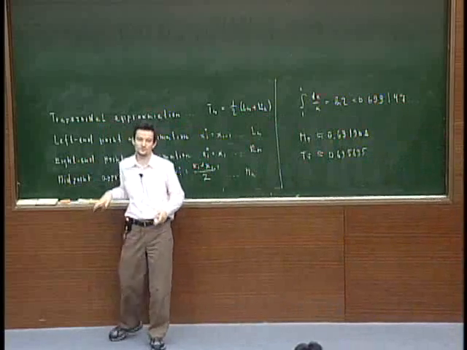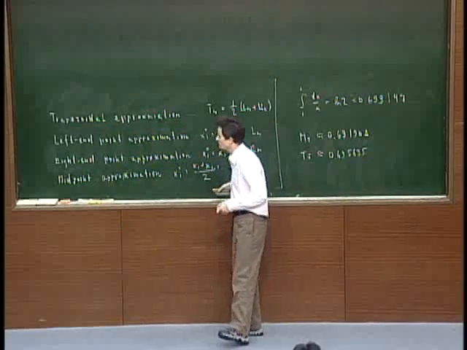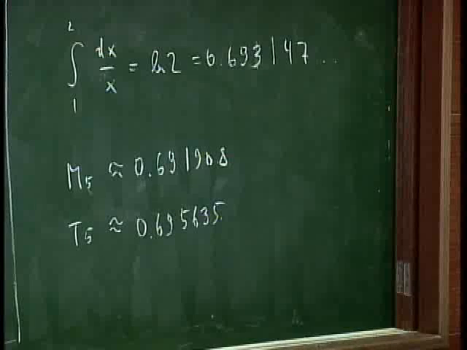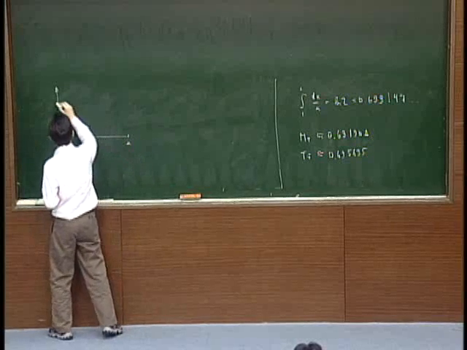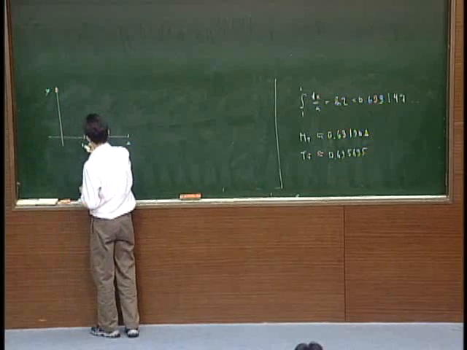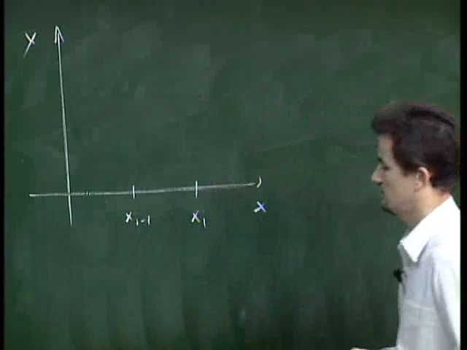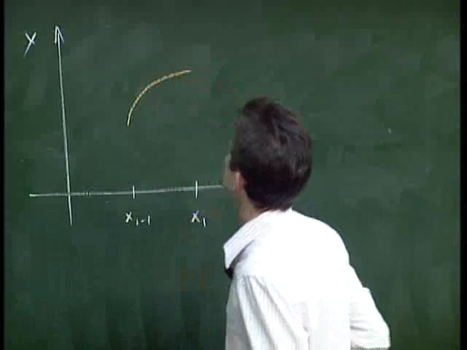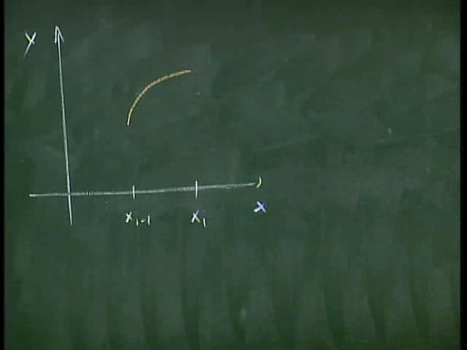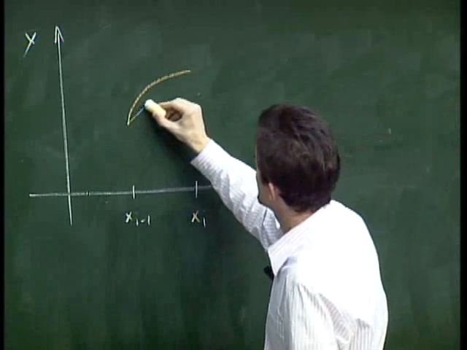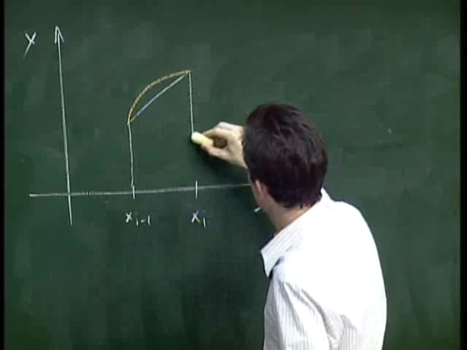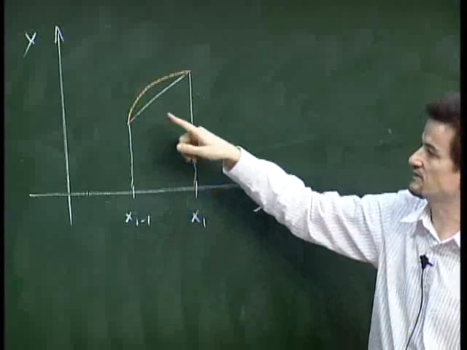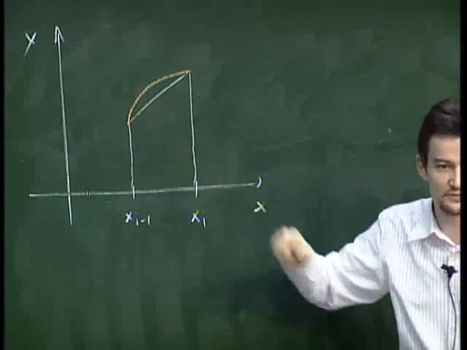But I first show you an intuitive reason why this must be the case, why the midpoint approximation is better than the trapezoidal approximation in general. Let's look at one subinterval. So we have here x_{i-1}, x_i. Now, let's say the function looks like this here. The trapezoidal rule approximates the area below the orange function and above the x-axis by using the area of this trapezoid here.